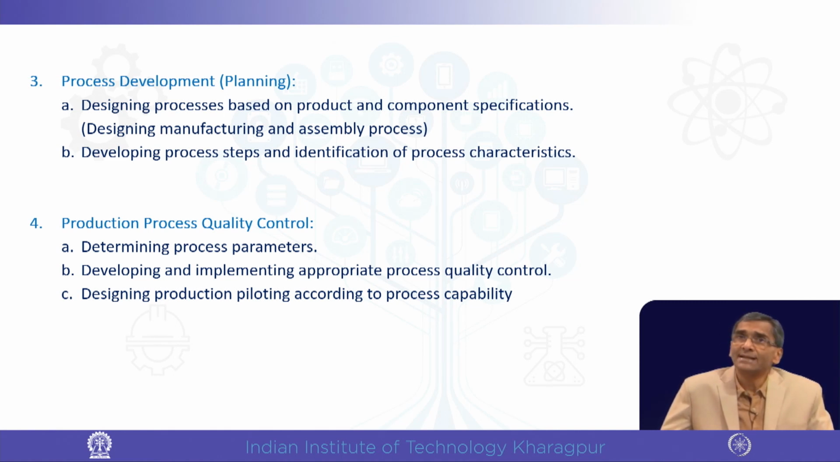Production process quality control. As I said, once the process is established and determined that okay, these are the processes, then the question is what is the parameter? Say, as I was talking about turning, you all know that in a turning process, what are the process parameters? As you all perhaps in your first year workshop studied the lathe, there you learned that the three process parameters are speed, feed and depth of cut. So, similarly, for other processes, somewhere it is a temperature, somewhere it may be a pressure, somewhere it may be viscosity, whatever the parameters are, somewhere it may be speed. So, these are the things to be controlled.